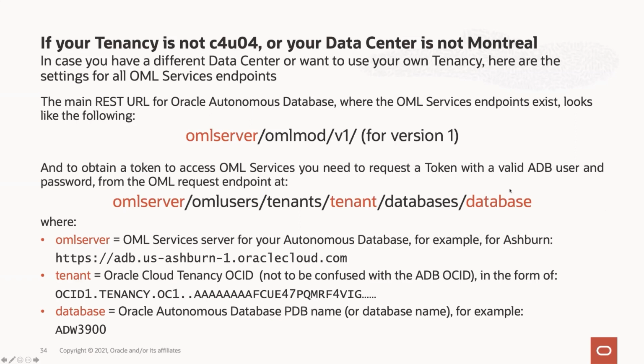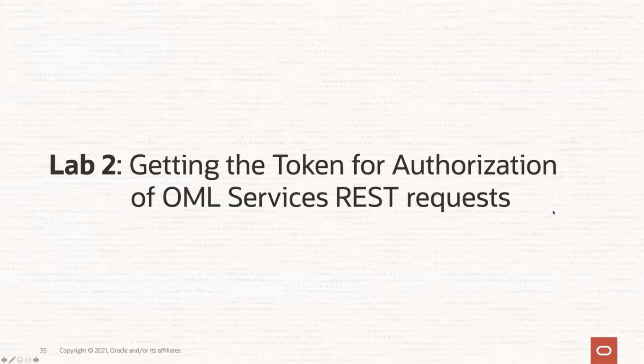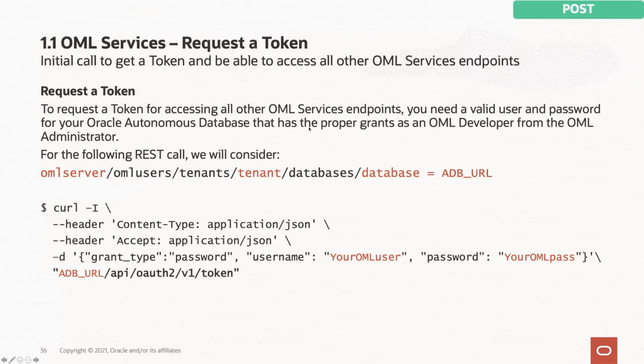What I want you guys to do now is lab 2, okay? Now we're going to get the token for authorization of OML services REST requests. So the OML services work with basically a token, okay? So we need to get a token, and to get an initial token, we're going to look into the 1.1 in our Postman, and we're going to request a token, okay? So this is the normal way you would type things. If you're using something like curl on a terminal, if you don't want to use Postman, you're familiar with curl, you want to use it on a terminal or something like that, this is the way you call it.